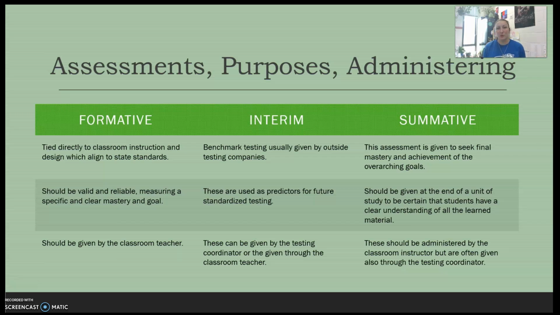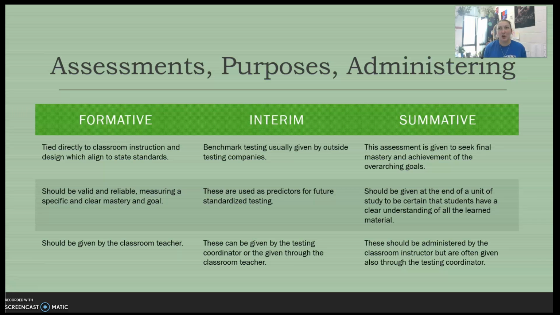Formative are also given by these classroom teachers. Summative, again, classroom instructor, but also summative is given by the state too. So you have your end of course exams where teachers like to give finals, but also the state likes to give a final too to make sure that not only does the classroom teacher say you've got it, but the state makes sure that you've met their baseline as well at the end.